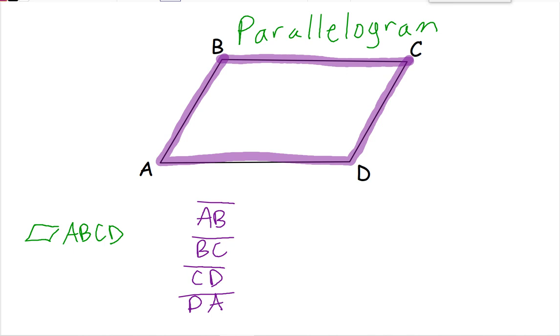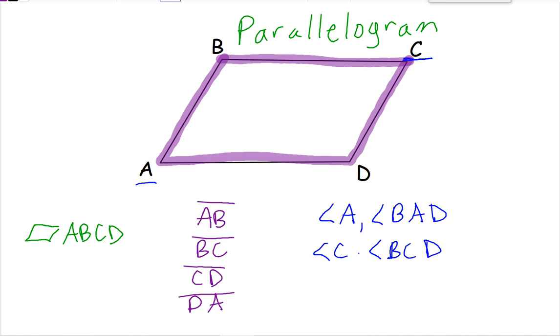I can also name the angles. So my first angle here we would call angle A. Now if I put in numbers I can call them by those numbers as well. But this could also be called angle BAD. Okay. This angle over here would be angle C or angle BCD.